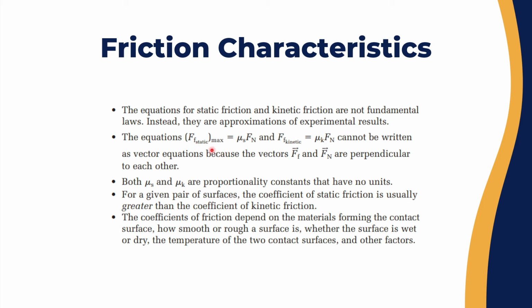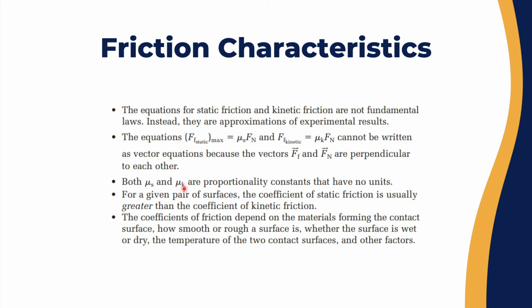Those equations for static friction force and kinetic friction force cannot be written as vector equations, because the vectors of friction and normal force are perpendicular to each other. We know the normal force is perpendicular to the surface, and the friction force is always exactly parallel and opposite in direction to the applied force. Both the coefficient of static friction and the coefficient of kinetic friction, mu s and mu k, are proportionality constants that have no units.